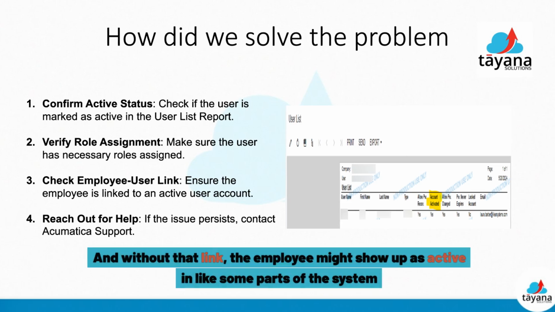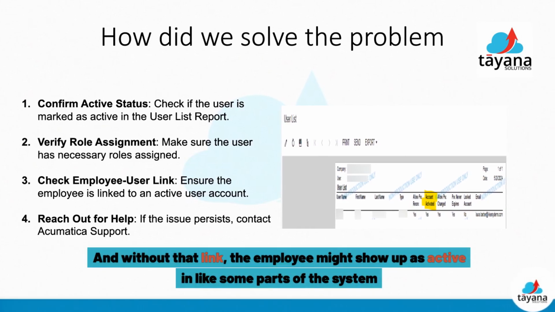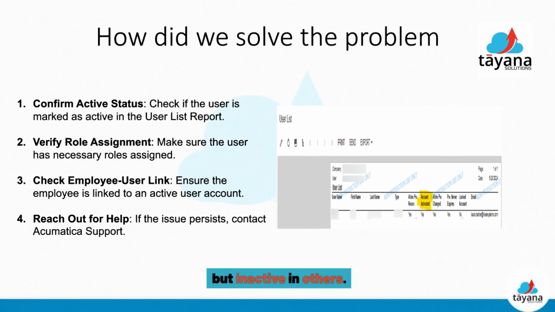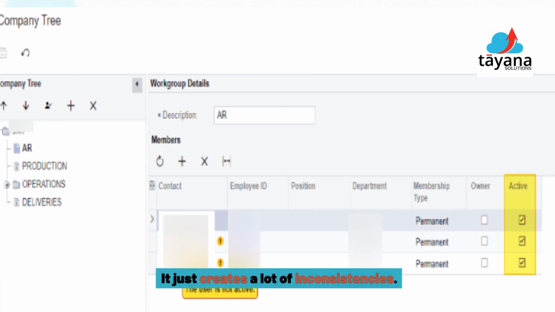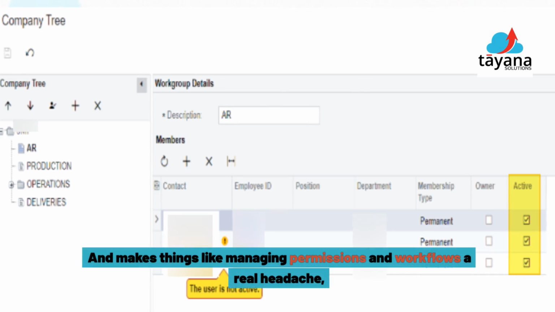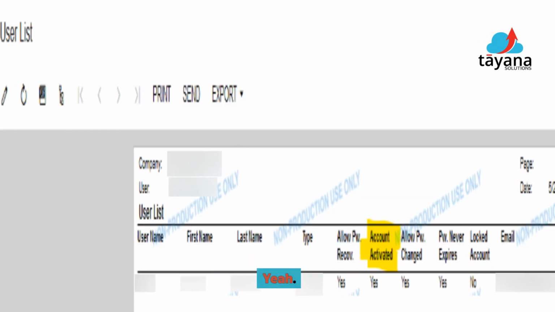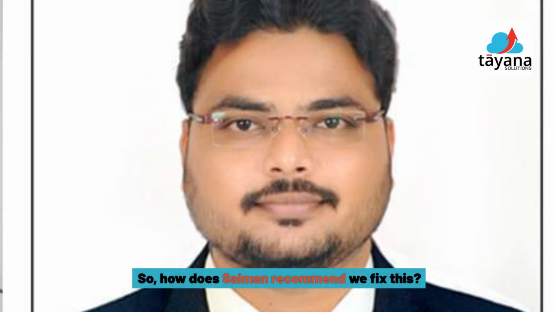Exactly. And without that link, the employee might show up as active in some parts of the system, but inactive in others. It just creates a lot of inconsistencies. And it makes things like managing permissions and workflows a real headache. So how does Salman recommend we fix this?